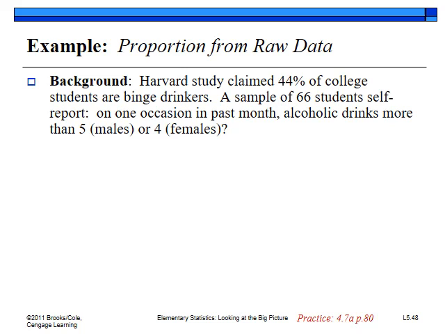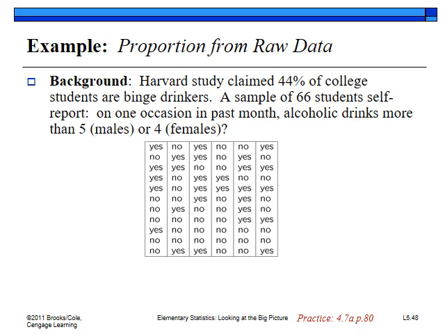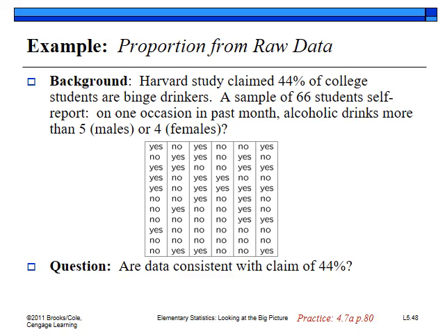A Harvard study claimed that 44% of college students are binge drinkers. A sample of 66 students self-report whether on at least one occasion in the past month they consumed more than 5 alcoholic drinks for males, or 4 for females, which is the definition of binge drinking in the Harvard study. Of the 66 students, here are the responses. The question is, are the data that we have collected consistent with the claim of 44%?